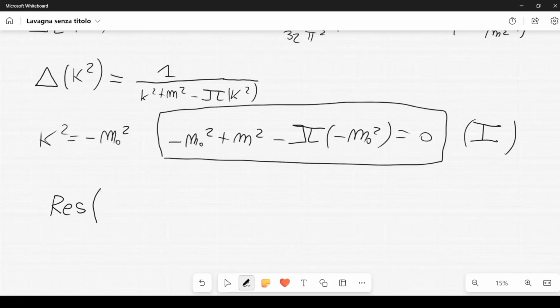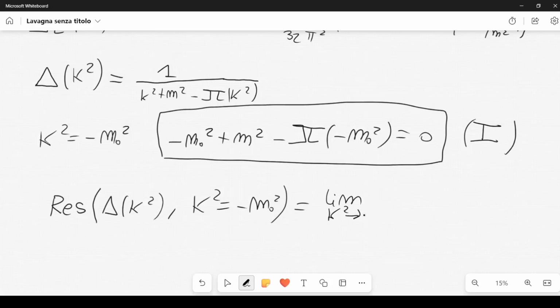If I want to calculate the residue of delta of k squared at the point k squared equal to minus m0 squared? Well, it is quite simple to calculate the residue if the pole is a simple pole. So in particular, it means that we have to take the limit as k squared goes to minus m0 squared of, we multiply this function here by k squared plus m0 squared, and we divide by k squared plus m squared minus pi of k squared, right?